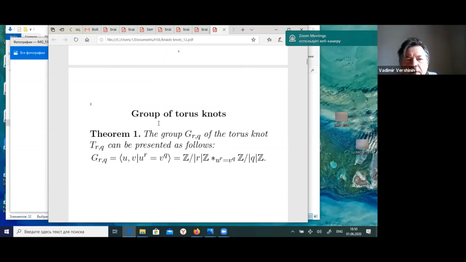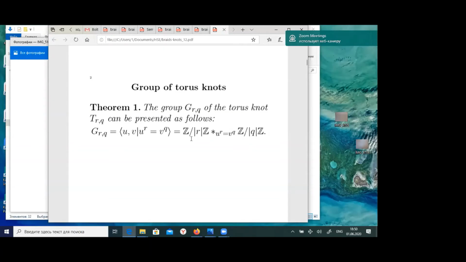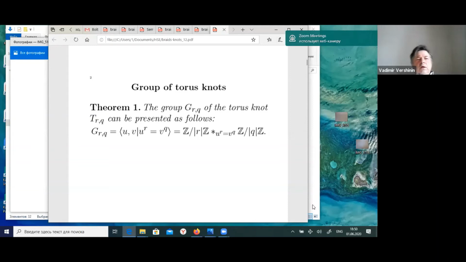Do you see, Raphael? I see. Very good. So the theorem is that we consider now the torus knot. R and Q are coprime, not prime numbers, but prime between them. It doesn't mean that they are prime, it only means the gcd of R and Q is equal to 1. So it may be, for example, Q equal to 8 and R equal to 3. They are coprime. Then we have the following formula. All the torus knots have this beautiful presentation.